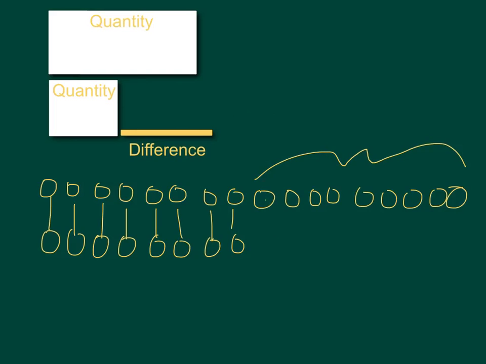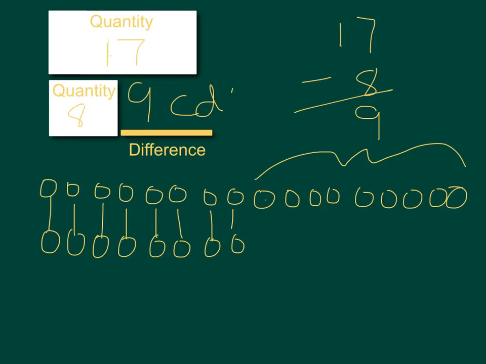We can also use this frame, a comparison diagram, to compare the information. The larger box represents the larger quantity, 17, and the smaller box equals the smaller quantity, 8 CDs, and then we can use our subtraction skills to figure out the problem. 17 minus 8 equals 9, and we know the difference is 9 CDs.